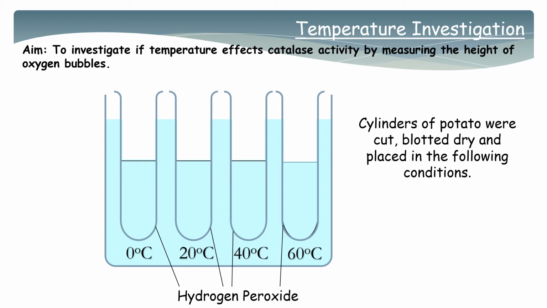What you would do first of all is pick a specific tissue, so it might be potato, it might be liver, and so on. We picked potato this time, and you need to make sure you've cut them to equal sizes because you need to control all of your variables except for one. So your potato cylinders need to be equal sizes and the same type of shape. Then you've got to blot them dry to make sure there's no excess water before you place them in the hydrogen peroxide. You would need to leave them at the temperature for the same time.